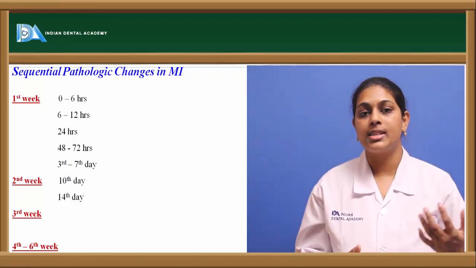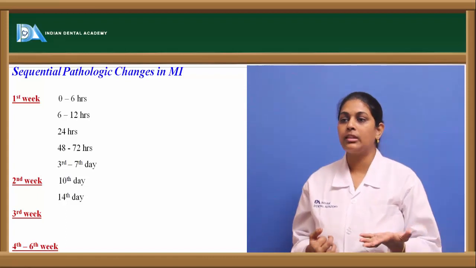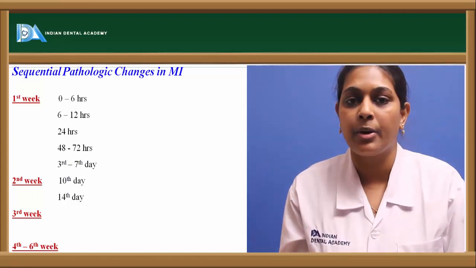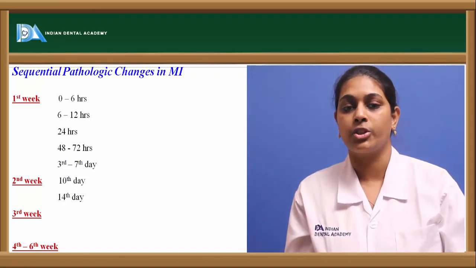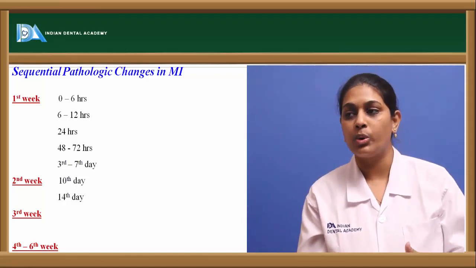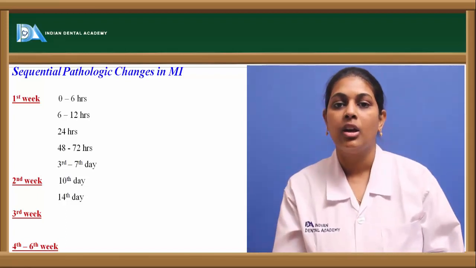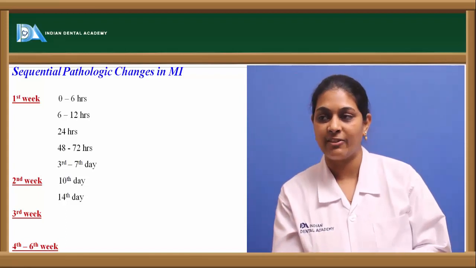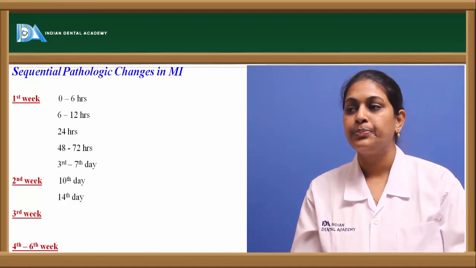Coming to the third to the 7th day, that is within a week, clinically we see a hyperemic border, and at the center there is yellow and soft tissue within the infarct. Under the microscope, we see that the neutrophils have completely necrosed, they have finished their lifespan and disappear because of the host immune system.